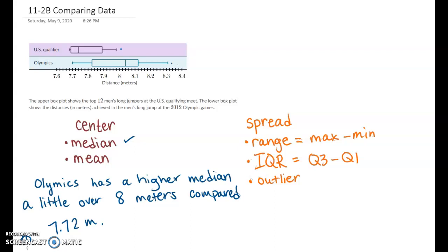And then for the spread, I could talk about two different measures of spread. I would say the Olympics data is also more spread out. People at the Olympics are doing a once-in-a-lifetime event. They may have the best jump of their life because they're at the Olympics, or they might choke because they're at the Olympics. There are lots of different things that could happen, but the data for the Olympics is more spread out. And the way you can justify that is you can look at the range.